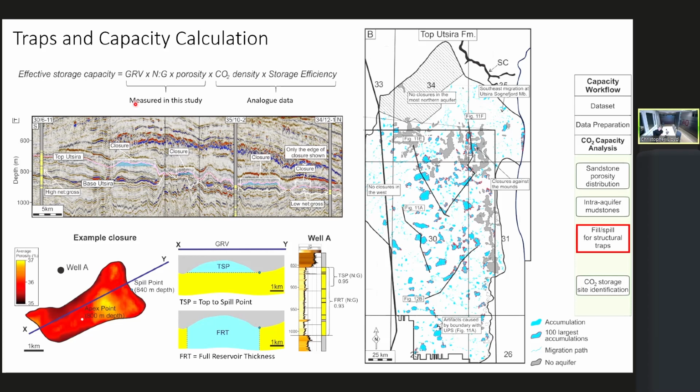We performed the static estimation using two different methods. We first imagined that if you were to inject at the bottom of the closure, you'd fill up all the reservoir. Depending on the heterogeneity of the reservoir, you'd basically use up the full reservoir thickness, which is what we call FRT capacity. However, if you were to rely on a fill and spill approach, then the CO2 would be coming in from the side, and therefore you'd mostly only use the closure itself, i.e., from the apex to the spill point. So we call that top to spill point capacity.